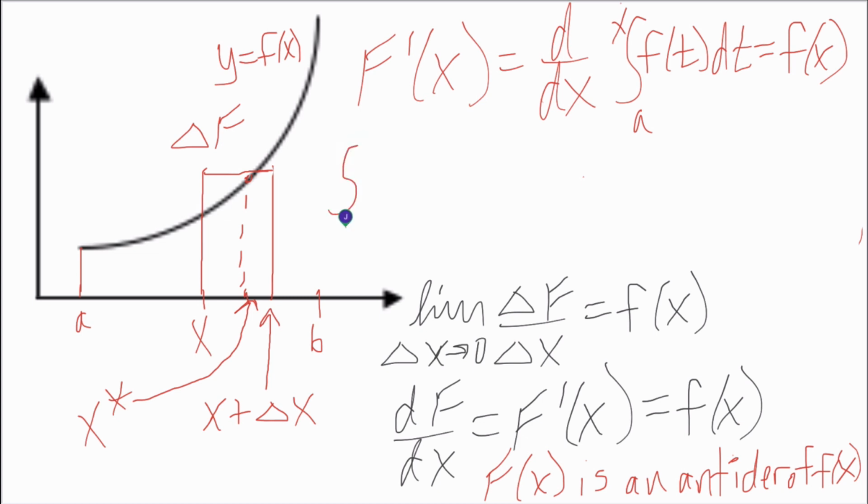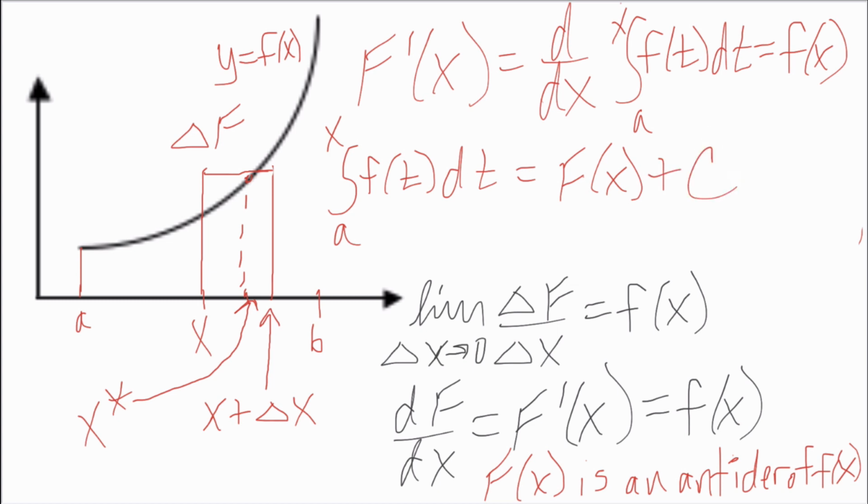You can say the integral from a to x of little f of t dt is equal to big F of x plus some constant c. Now when you think about that, look carefully. This statement says the same thing as this statement. Because if we differentiate both sides, if we take d dx of the integral from a to x of f of t dt, that's going to give us f of x, right?